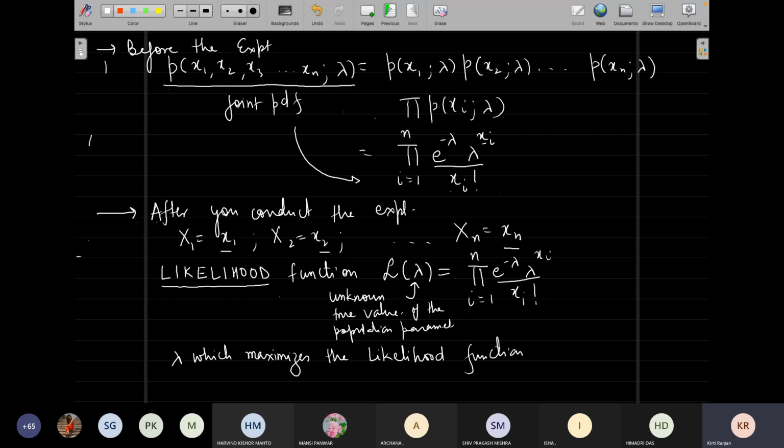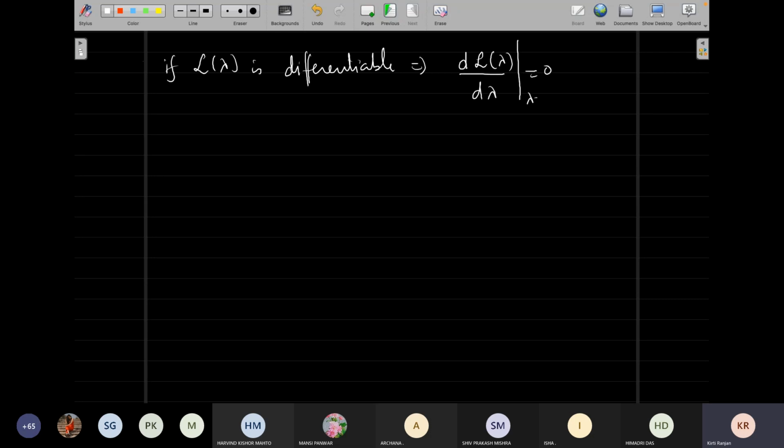When we talk about the maximum likelihood function, the first question is what is likelihood, and the second point is how to maximize the likelihood. In certain cases, of course, you may not have a simple function. In general, how do you maximize a function? By taking the derivative and equating it to 0. If L(lambda) is differentiable, then it is rather simple. This is what we generally do: dL(lambda)/d lambda equal to 0.